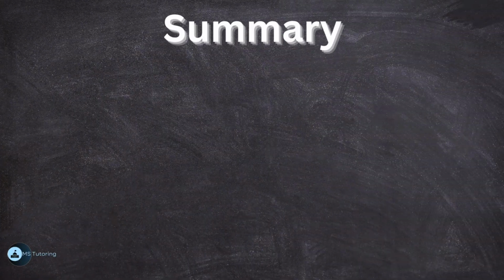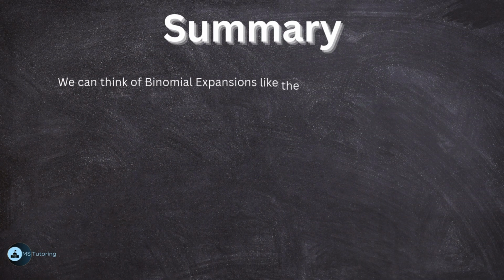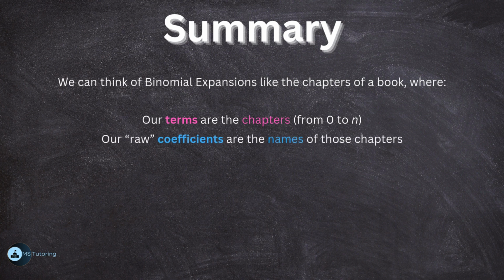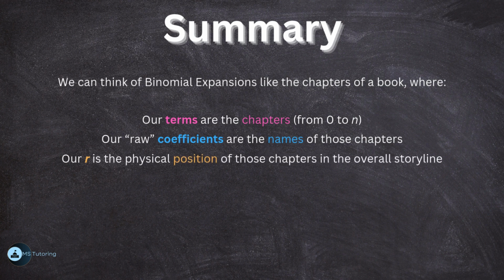So in summary, we can think of binomial expansions like the chapters of a book, where our terms are the chapters from 0 to n, our raw coefficients give us the names of those chapters, our chosen r value allows us to identify the position of those coefficients in the overall expansion, and our n is the title of the overall story, to be used for the front and back covers, i.e. the first and last terms.